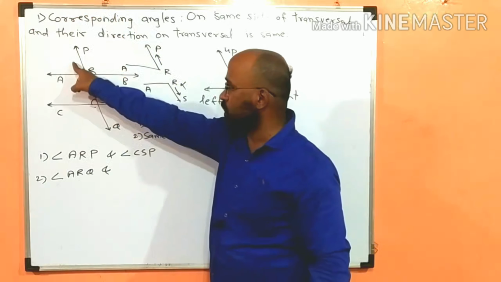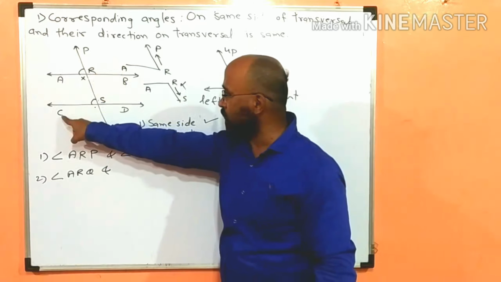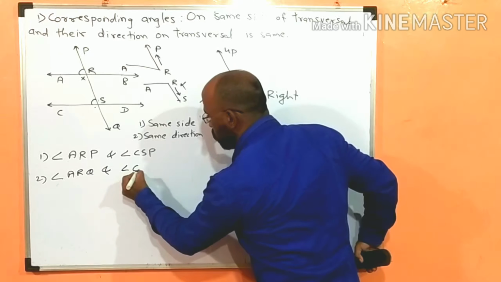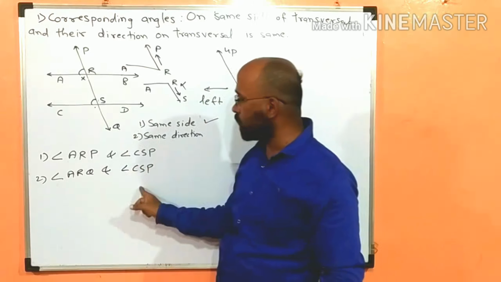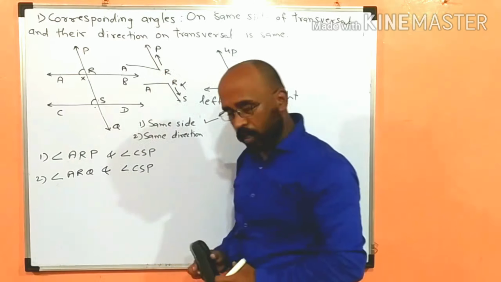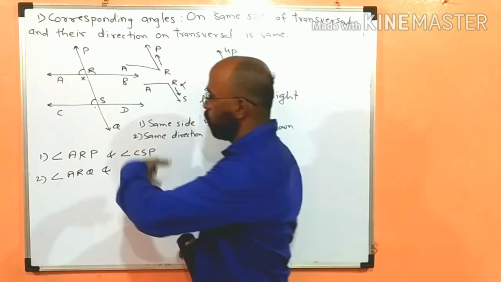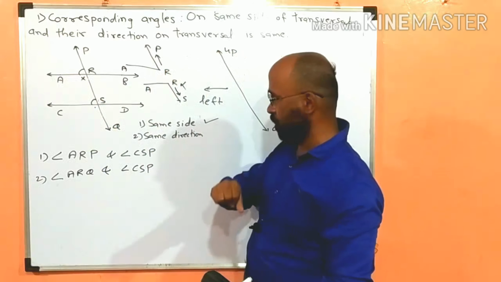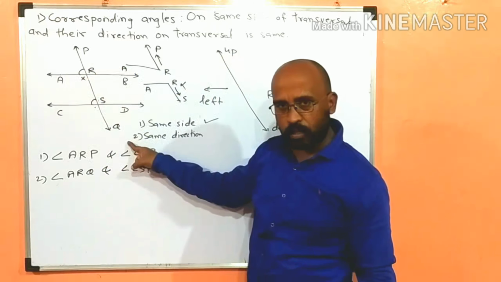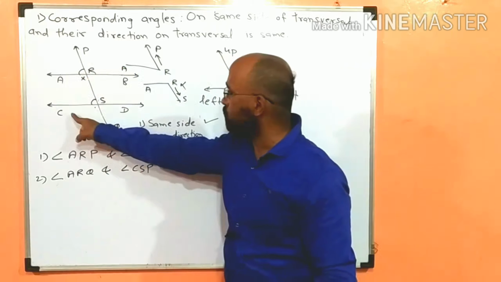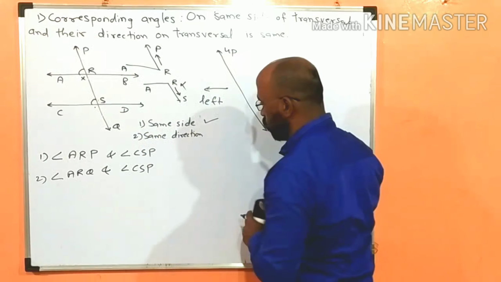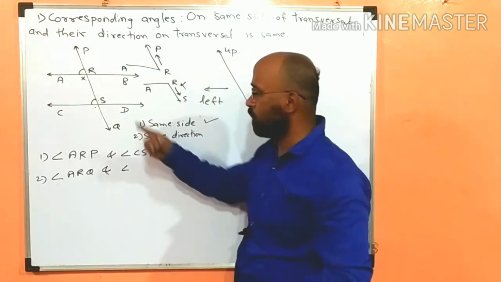Now this angle and this angle, these two are not corresponding. Let us see the next angle, that is CSP. We are comparing angle CSP. Now about CSP, are they on the same side? Definitely yes. CSP is on the left side of the transversal. ARQ is also on the left side of the transversal. Now let us see direction. What is the direction of ARQ? RQ is going towards down on the transversal. What is the direction of CSP? SP is going towards up on the transversal. So the direction is not the same, means CSP is not its corresponding angle.